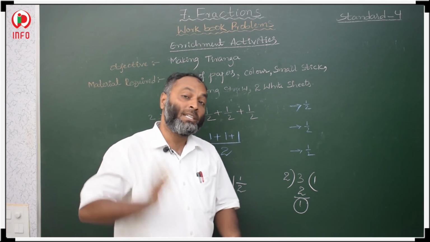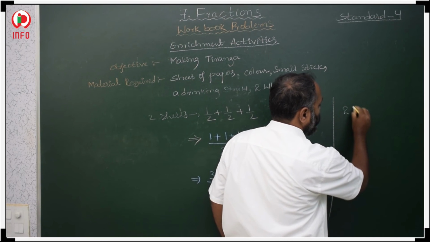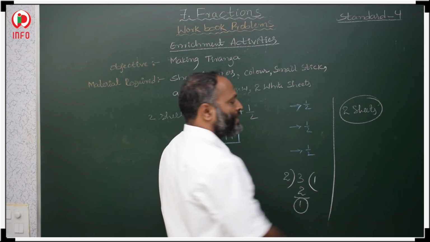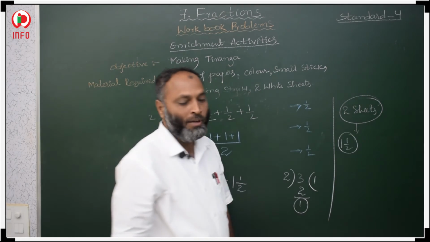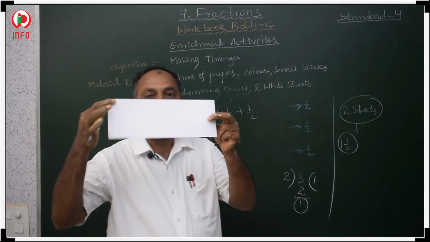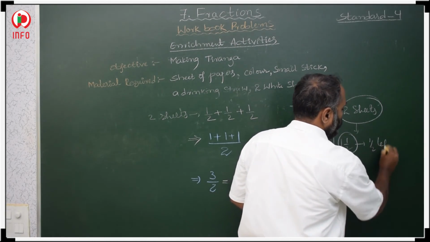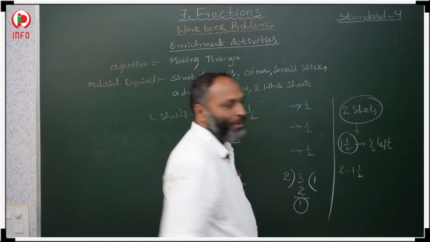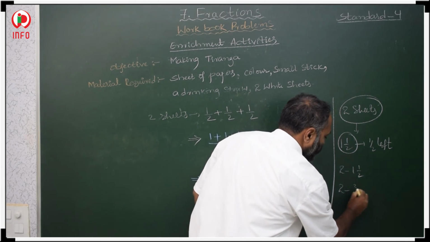And how much sheet is left after using 2 sheets? So, we are using 2 sheets. In these 2 sheets, 1 and a half sheet we used. After using 1 and a half sheet, half sheet is left, which means 2 minus 1 1 by 2. So, 2 minus 1 1 by 2 means 2 minus 3 by 2.